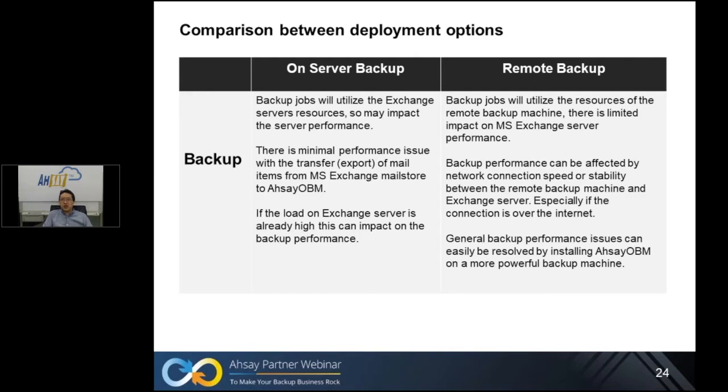Now, compared to a remote backup machine, the backup jobs will utilize the resources of the remote backup machine. So there's limited impact on the Exchange server when the backup is running. But the backup performance can be affected by the network connection speed or stability between the remote backup machine and the Exchange server, especially if the connection is over the internet and it's a slow connection. Obviously, the advantage of remote backup deployment is that general backup performance issues can be resolved easily by installing OBM on a more powerful machine.